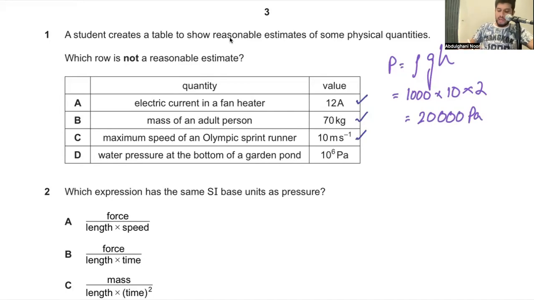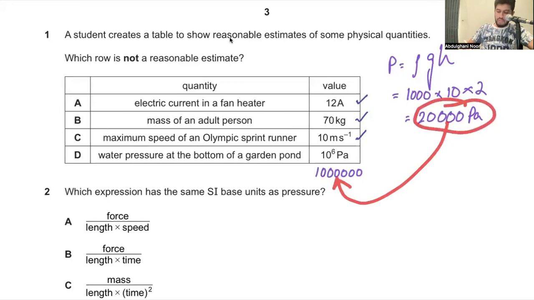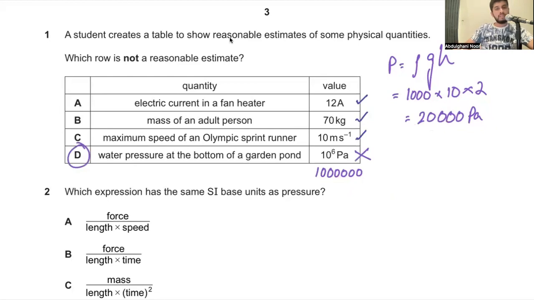But the estimate that they have given us is 10 to the power 6 pascal, which means one followed by 6 zeros. And I know this is way greater than this value here. So this is not a reasonable estimate. Hence, D is incorrect.